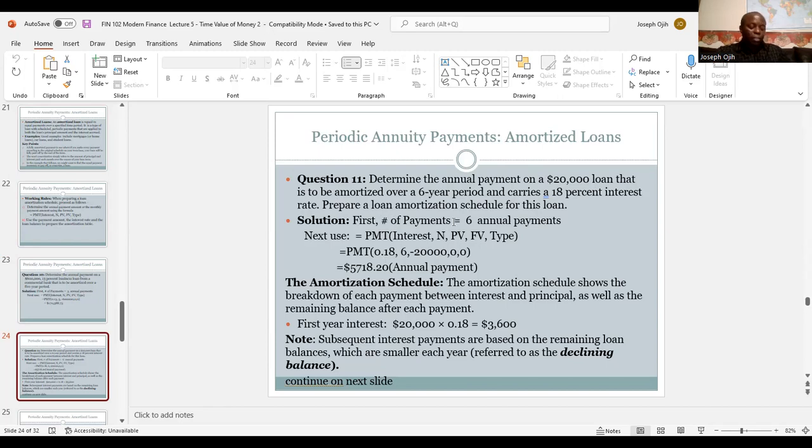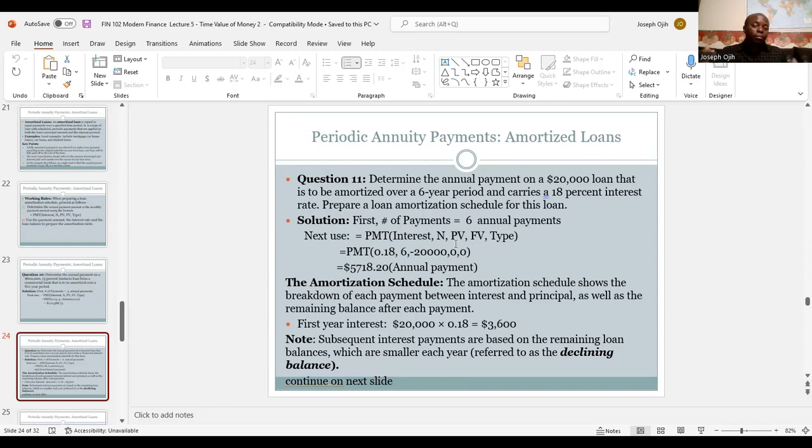So first of all, let us write this down. The interest is, as you can see, 18%. Number of periods is 6 years. And the present value, that means the amount that was loaned to you. Now, to the bank making the loan to you, this represents money leaving their pocket. So it is written as negative 20,000, which is the amount loaned. Future value, there's no future value, so put 0 there. And type, you make payment at the end of the period, so your type will be 0 as well.